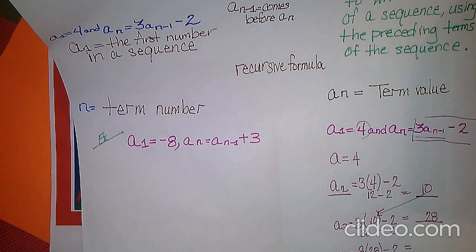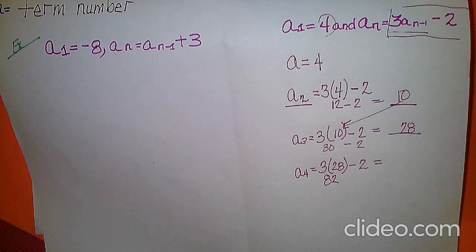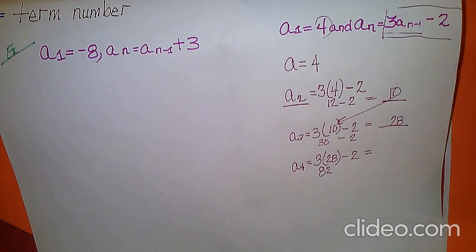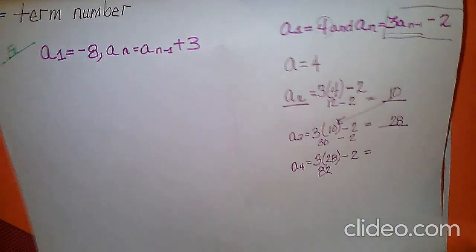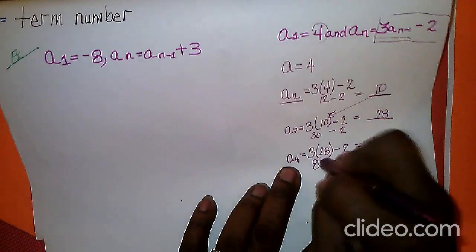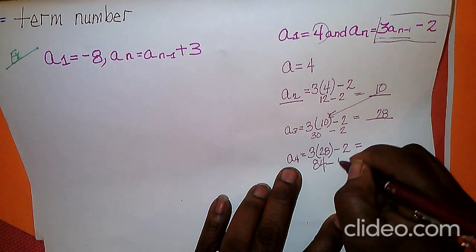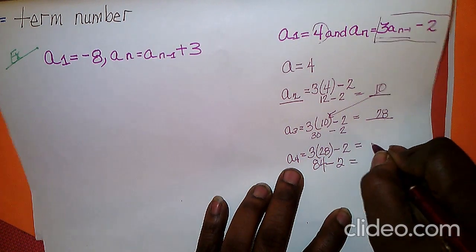Wait, that's not right. All right, picking up where we left off. 3 times 28 is 84. 84 minus 2 gives us 82.